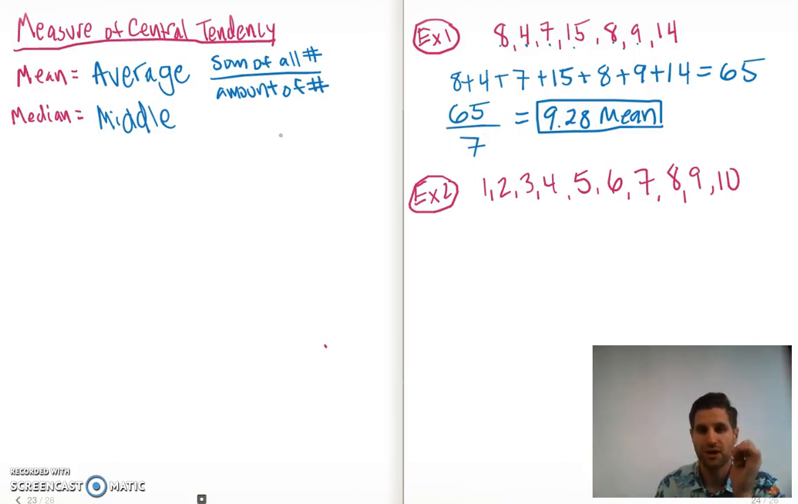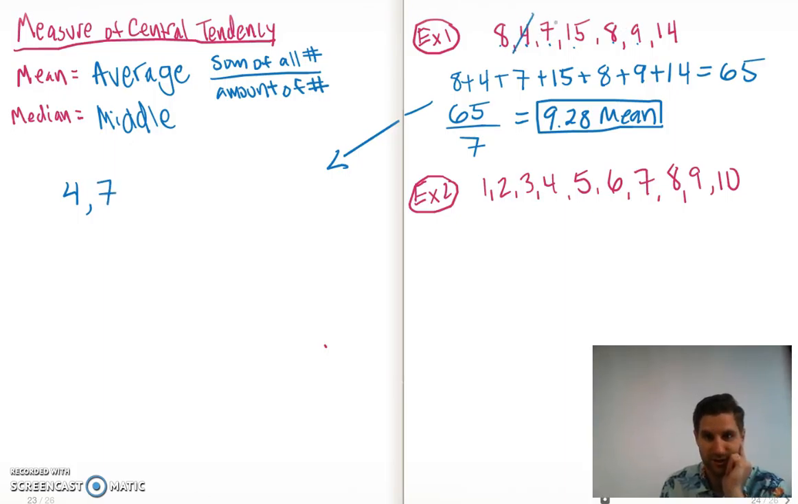Now for the median, we've got to find the middle. But to do that, we've got to order our numbers in the correct order. Right now, 8, 4, 7, 15, 8, 9, 14 are not in the correct order. So let's go ahead and put those in the correct order. I'm going to do the work for the median down here so I have some space. The smallest number appears to be 4. And then we have 7. And we'll cross them out as I use them.